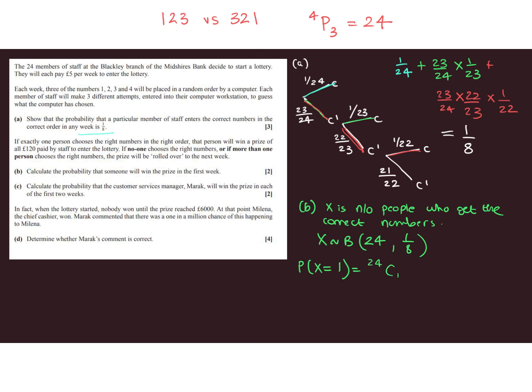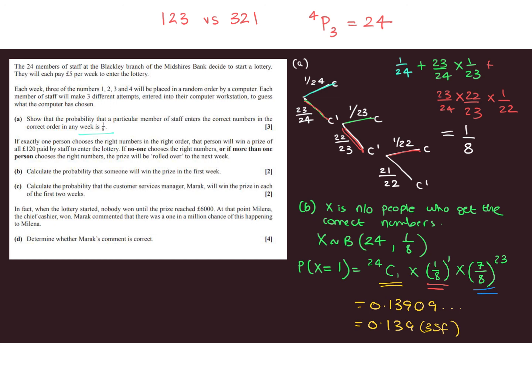24 choose 1, or 24, multiplied by 1/8 to the power of 1, multiplied by 7/8, that's all the other people, to the power of 23. You can effectively think of it as one person winning, which is 1/8, and the other people not winning, so that's 7/8 to the power of 23, and of course we need to multiply by a factor of 24 because any of the 24 people could win this prize. So that comes to a value of 0.13909... or 0.139 to 3 SF.